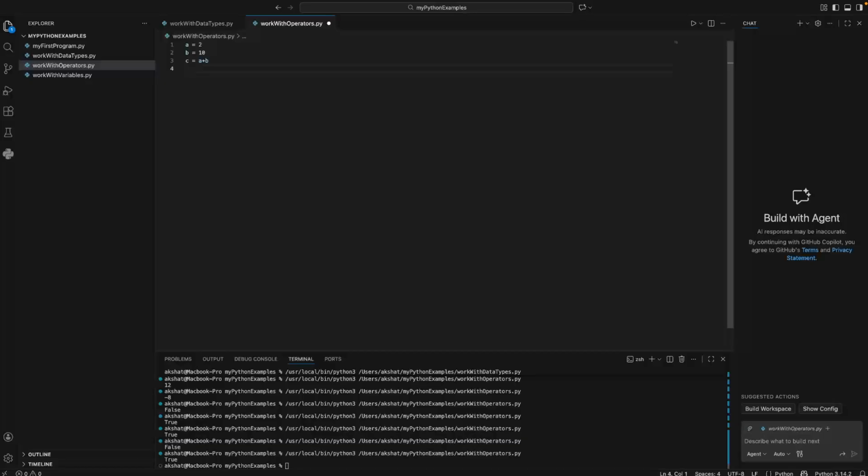C equals A plus B. And if we print C, we'll get 12, because 2 plus 10 is 12. Now if we replace that with minus, we'll get minus 8. Okay. Now if we multiply them, we'll get 20.